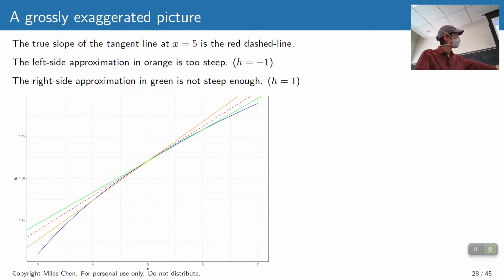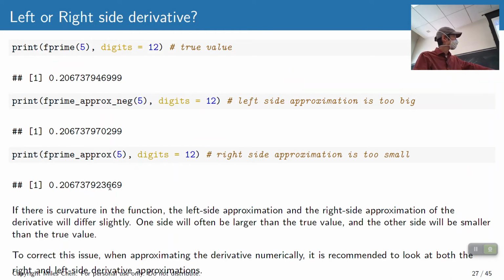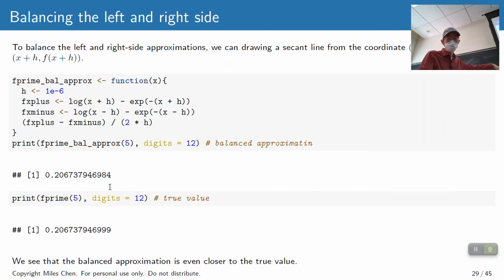So anyway, again, this is highly exaggerated, okay? But because of the curvature, our derivatives are a little bit off. So what we can do is just average the right-hand side and the left-hand side derivatives. If I have some h, I can do f of x plus h and f of x minus h, take the difference between f of x plus and f of x minus, and divide by 2h. And if I do that, then my approximation is accurate up to 10 digits.